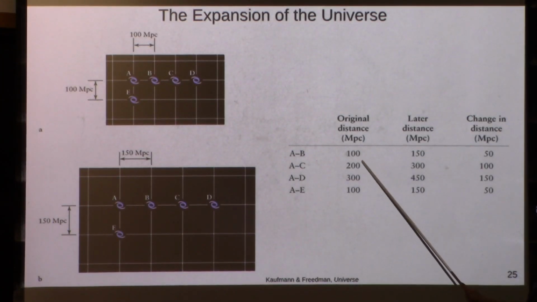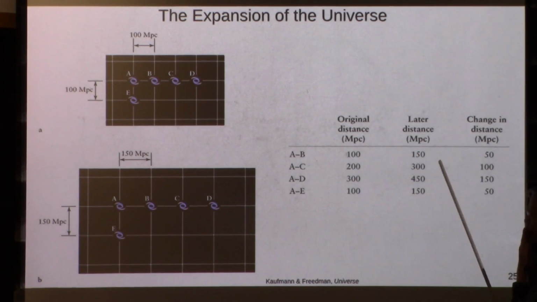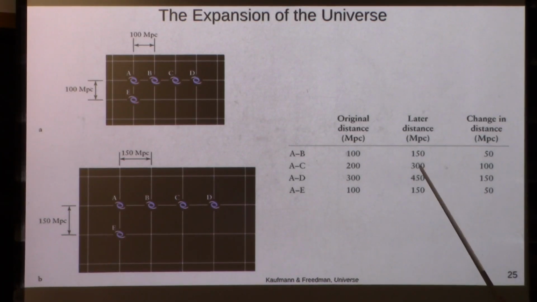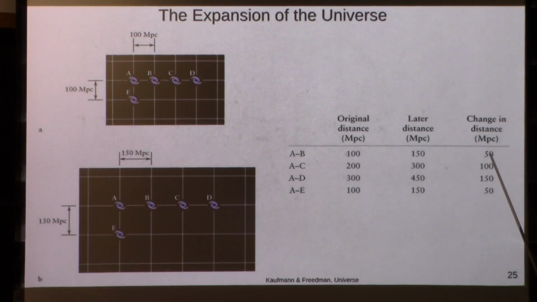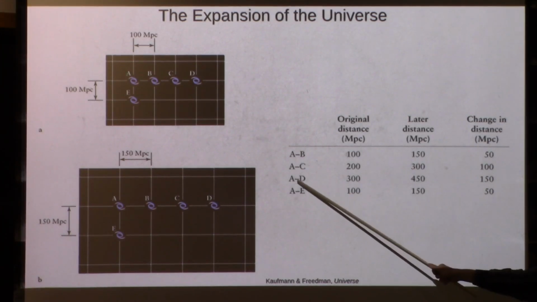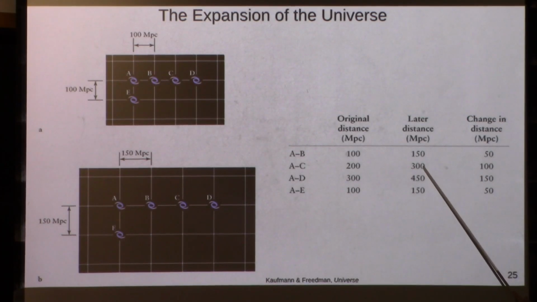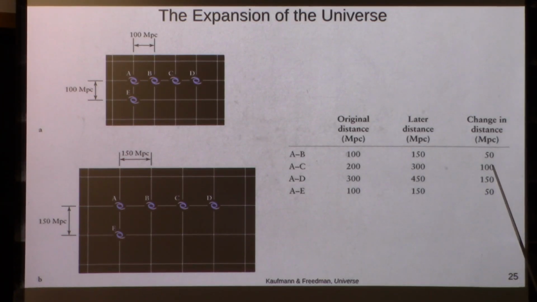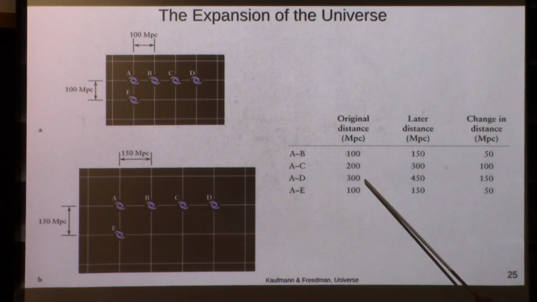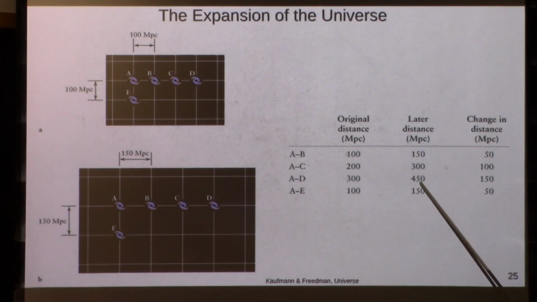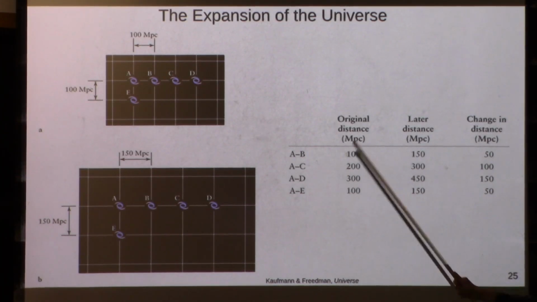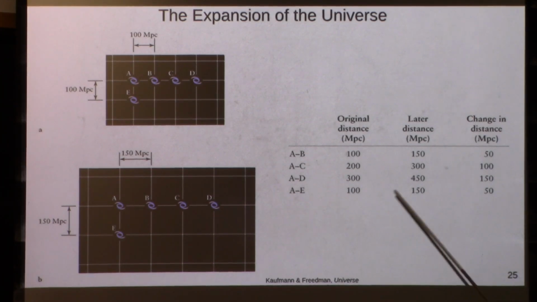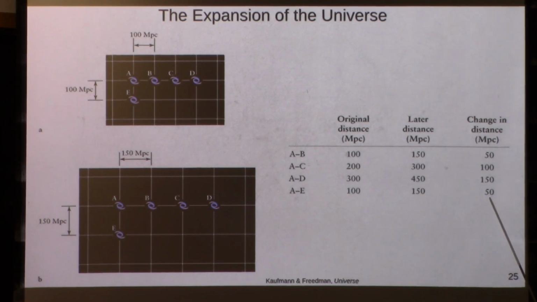So let's look at how much the distance has changed. A to B changed from 100 to 150 for a total change of 50 megaparsecs. A to C went from 200 to 300 for a change of 100 megaparsecs. A to D went from 300 to 450 for a change of 150 megaparsecs. A to E is just a repetition of A to B. 100 went to 150, so 50 megaparsecs.